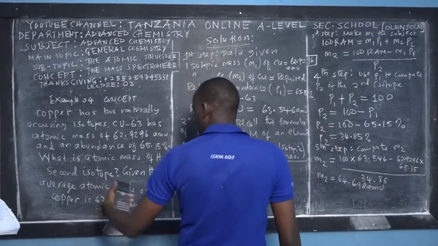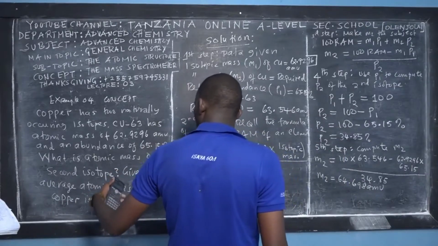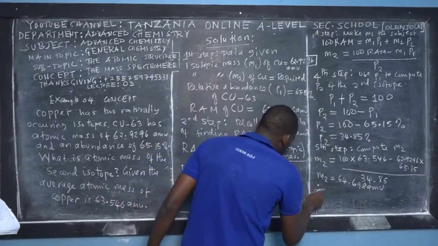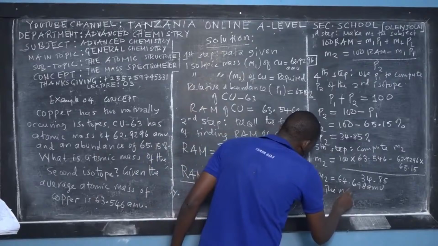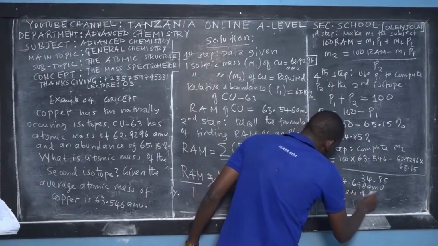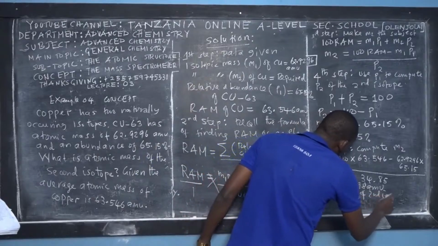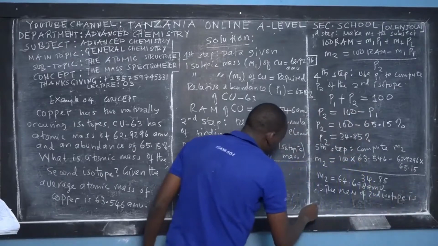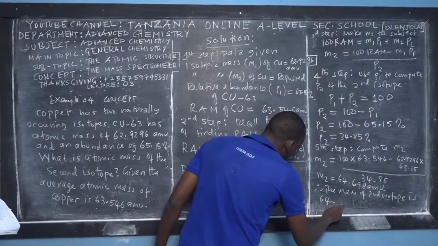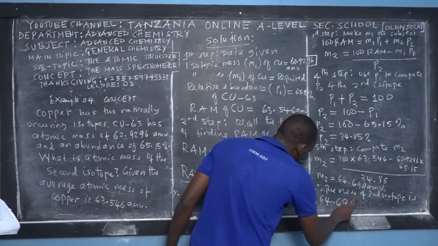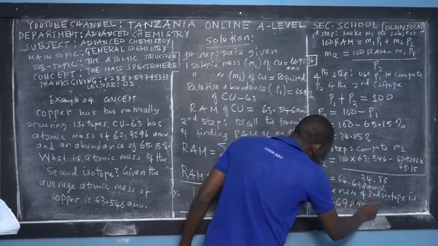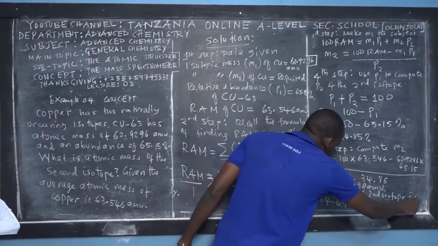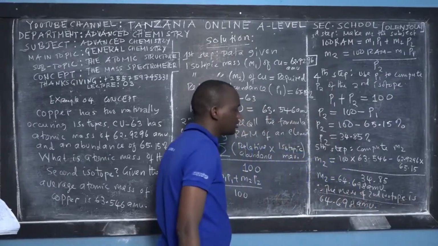The question asks for the mass of our second isotope. Therefore, the mass of the second isotope is 64.698 to 3 decimal places. So this is the final response.